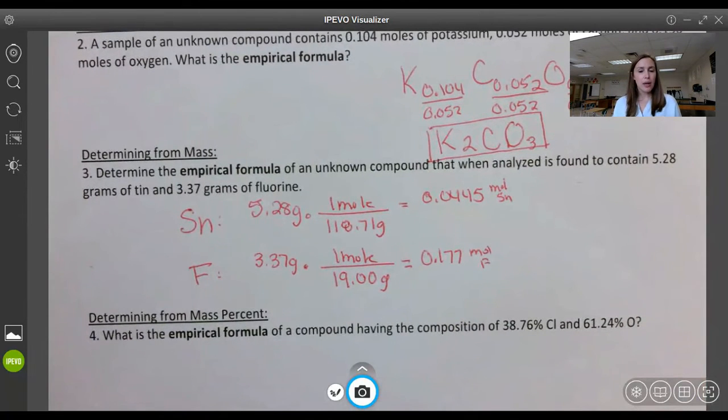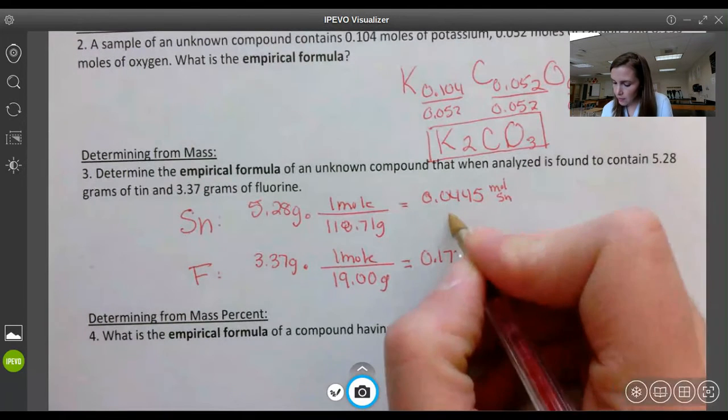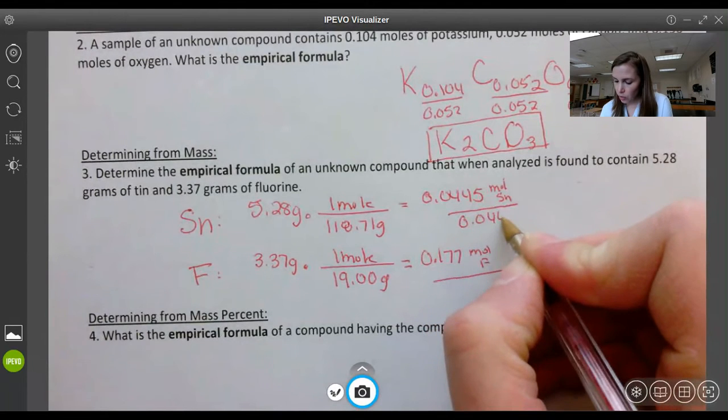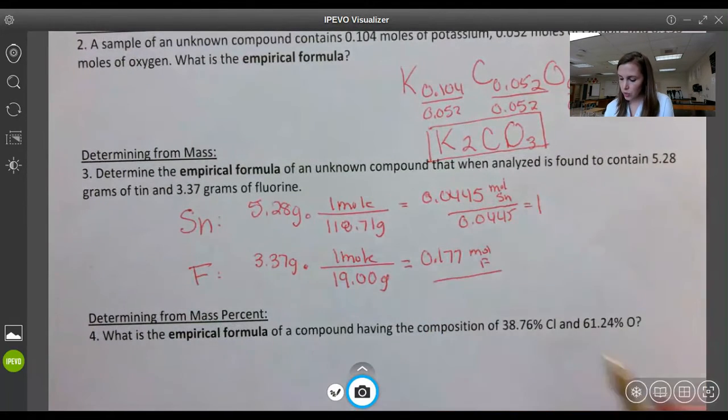Okay. Now that we have moles of the two based off of their grams, it's going to be just like the first example that we just went through, where now I just need to get them into a whole number ratio. So with this one, I'm going to divide them by the smallest. So I'm going to divide them by 0.0445. That will set tin equal to 1.